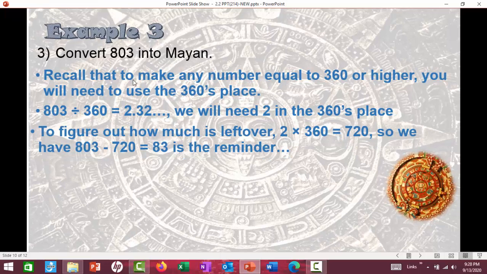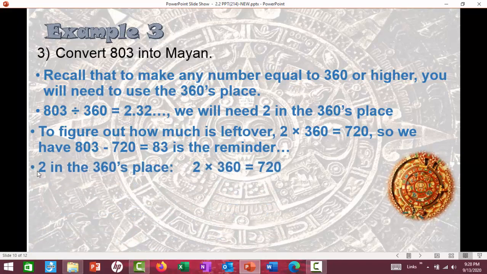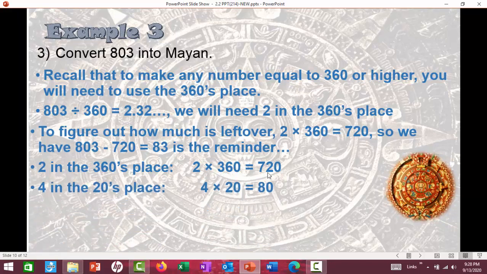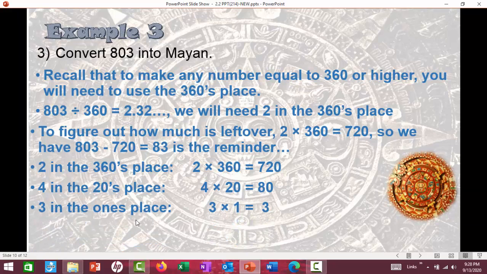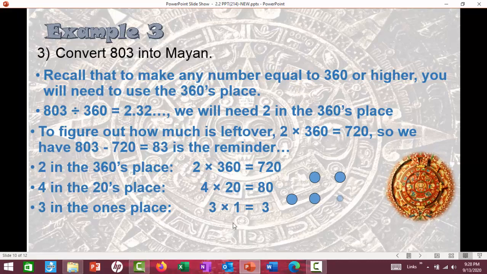So now we can figure out how to write the number 803 in Mayan. We will put 2 in the 360s place because 2 times 360 is 720. We will put 4 in the 20s place because 4 times 20 is 80. And then we will put 3 in the 1s place because 3 times 1 is 3. So 2 in the 360s place, 4 in the 20s place, and then finally 3 in the 1s place. And that will give us 803.